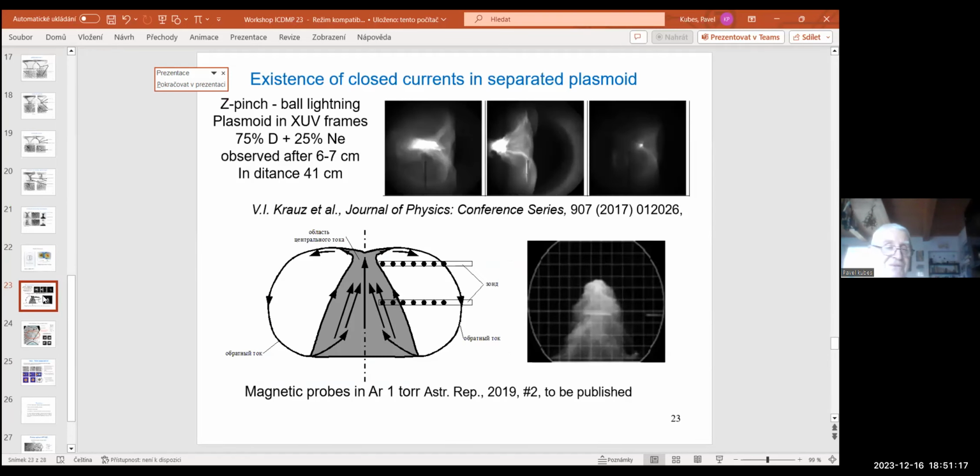But I remember experiments of Slava Kraus, experiments which were done in PF1000 and in PF3 in Kurchatov, where they used, for better visualization, an admixture of neon, and they tried to put the probe in the center of the structure, and they could measure the distribution similar to plasmoidal distribution of the current.